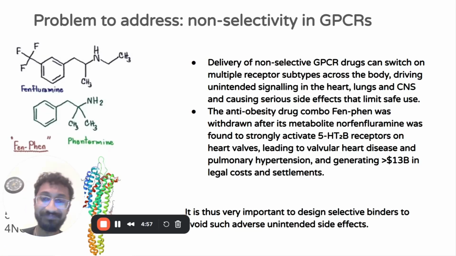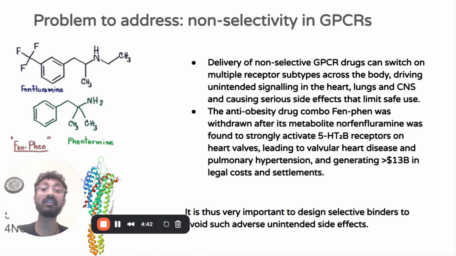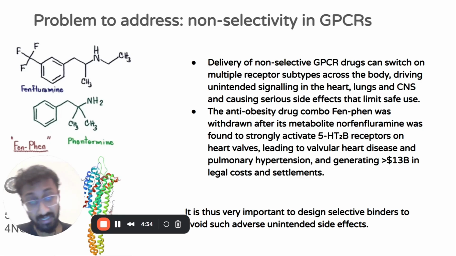Hi, my name is Hari Prakash. Non-selectivity in GPCRs is a big problem. GPCRs are signaling proteins, and one of the proteins that we focused on for this hackathon. Delivery of non-selective GPCR drugs can end up switching on completely unintended receptor subtypes and having serious side effects. A great example was the anti-obesity drug fen-phen in the 90s, which was withdrawn after it ended up activating receptors on the heart valves, leading to heart disease and hypertension, and generating $13 billion in legal costs and settlements. It's thus really important to design selective binders to avoid such issues.